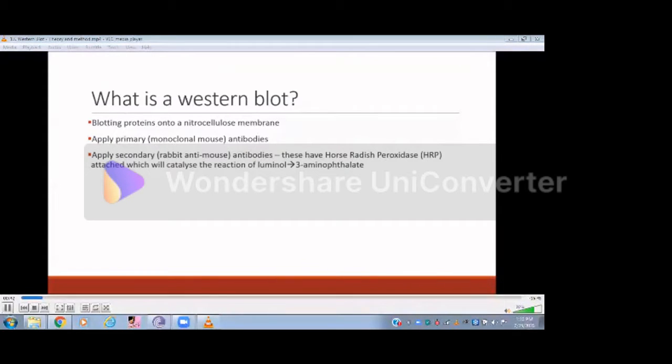And attached to these secondary antibodies is an enzyme called horseradish peroxidase, or HRP for short. What this will do is catalyze a reaction of luminol into a compound called 3-aminophthalate, which is a fluorescent product. We could then enhance the fluorescence given by the 3-aminophthalate to allow us to analyze our results.